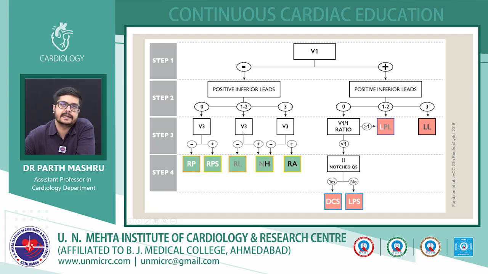Similarly it goes on the right-hand side. We again see the inferior leads. If all 3 inferior leads are positive, then it is on the anterior side, and then we see V3. If even V3 is positive, then it is on the right anterior side. If V3 is negative, it is mostly on the nodoventricular side. And if there is no positivity in the inferior leads, then it is on the posterior side, and again we see lead V3. If V3 is negative, it is on the right posterior side. If V3 is positive, then it is the right posterior septal area.